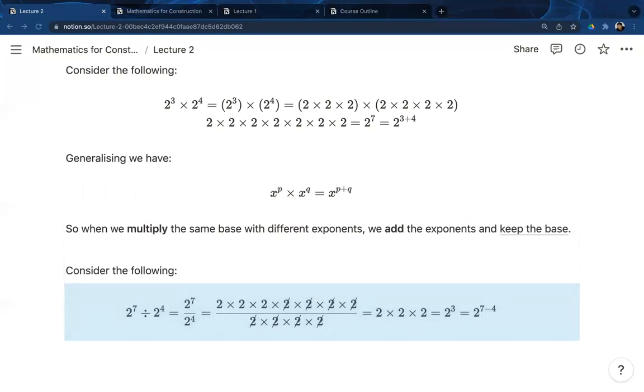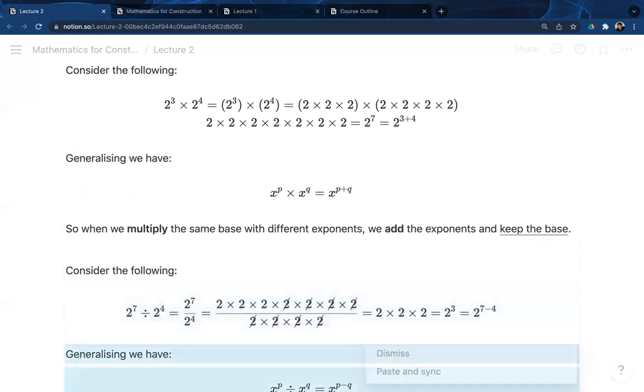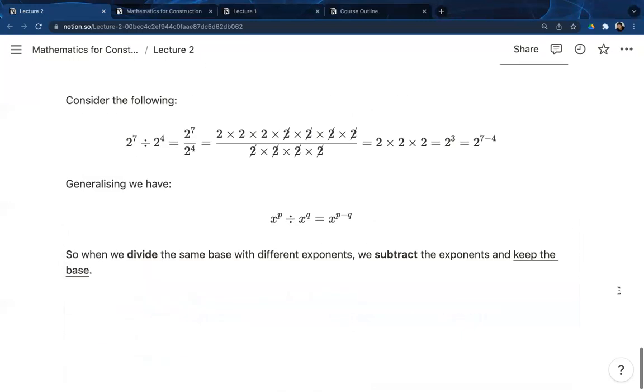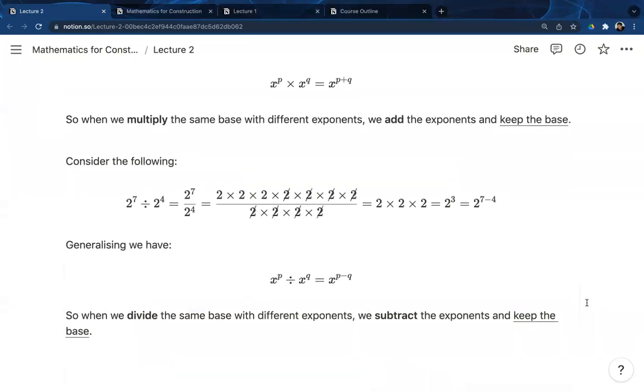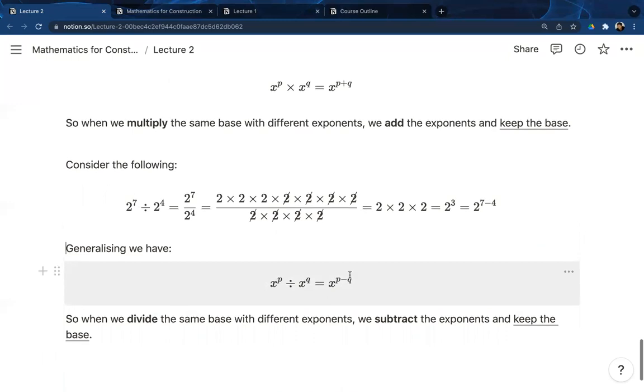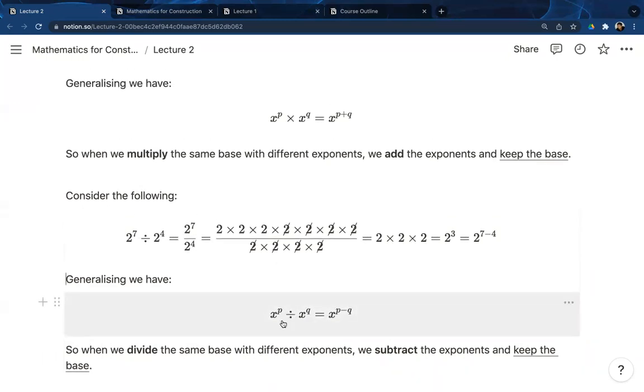I could generalize this. X to the p divided by x to the q, we subtract the powers. You subtract the second one from the first one. We say first minus second. This is when you're dividing and it's the same base but different powers. Up here is multiplying, the same base but different powers. So you add the powers. But when you're dividing, you subtract the powers. Right?